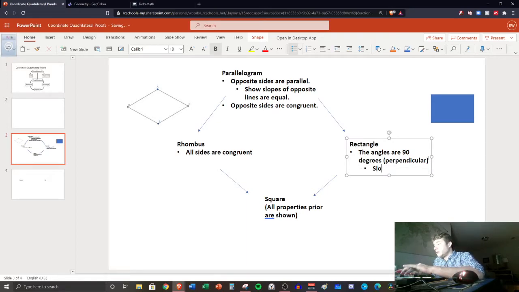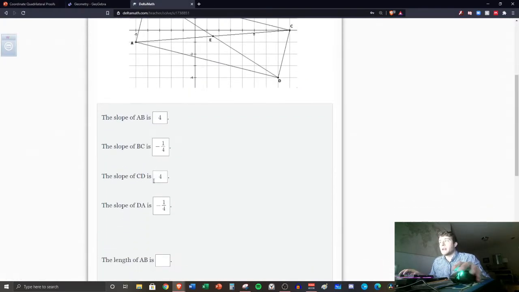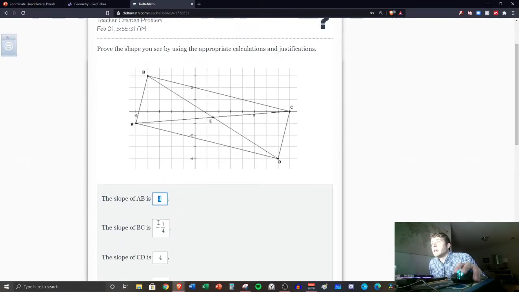Well, slopes of adjacent sides are, how do we show perpendicular? Remember, that's the opposite reciprocal. Slopes of the adjacent sides are opposite reciprocals. So is that what's happening here? Here is AB. The slope is -1/4. That's the opposite, so it's negative, and you flip it, it becomes 1 over 4.